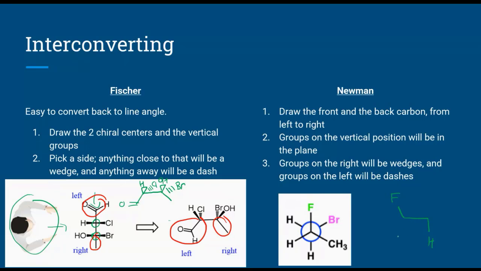Good so far? And so now we're going to see that since I'm drawing from the left, these are going to be wedges, these are going to be dashes. So we're going to have CH3 like that. And then hydrogen, hydrogen. Okay? Does anyone have any questions about converting back from Fisher to line angle and Newman to line angle?